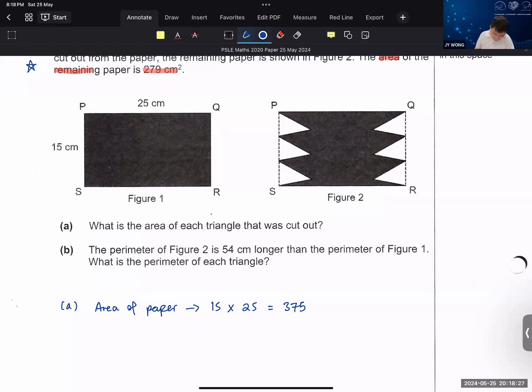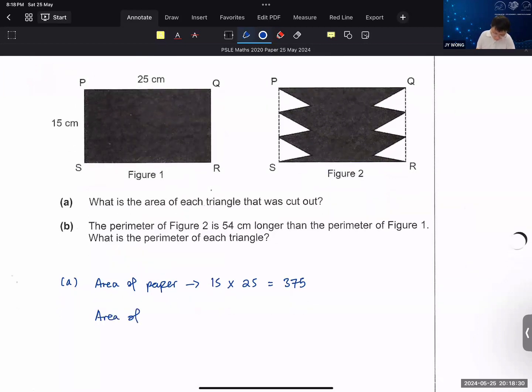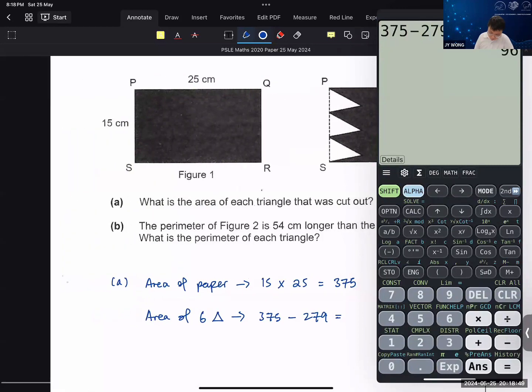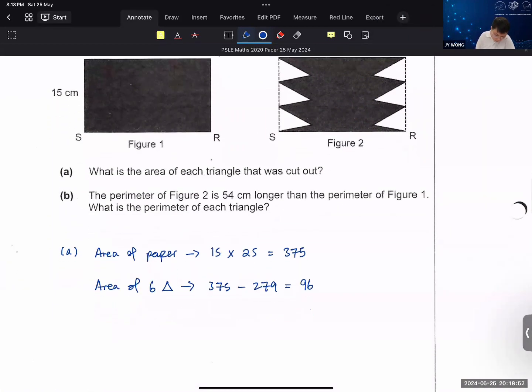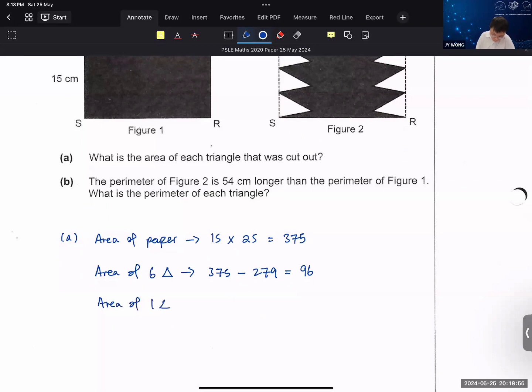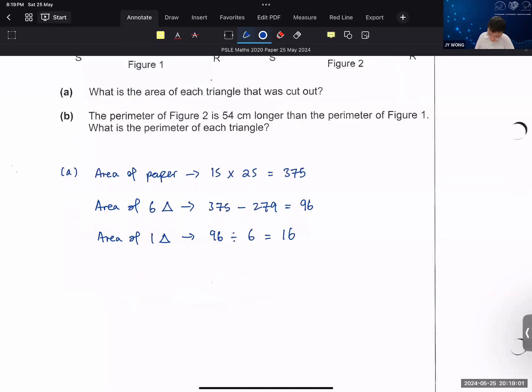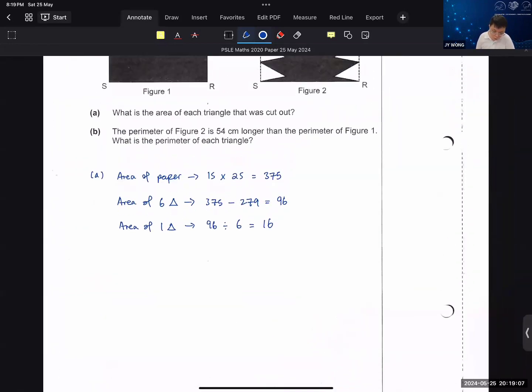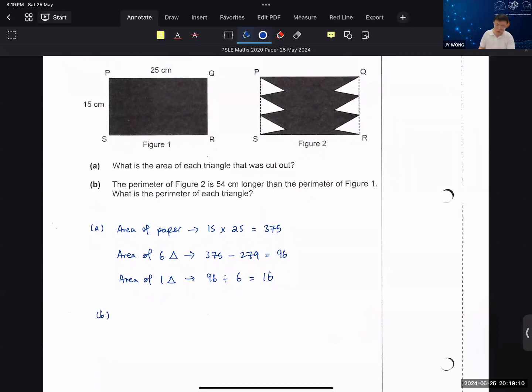Correct or not? And therefore, the area of 6 triangles must be 375 minus away the remaining area. That gives you 96 for the 6 triangles. And therefore, to find the area of 1 triangle, 96 divided by 6 to give you 16. Please write the correct unit. I don't think most of you will have issue with part A. It is part B that is a little bit complicated.